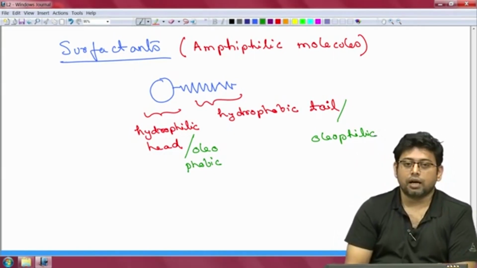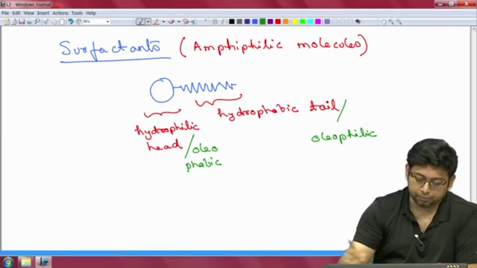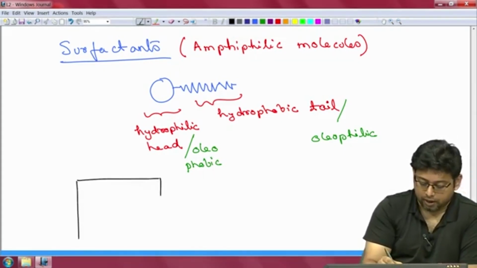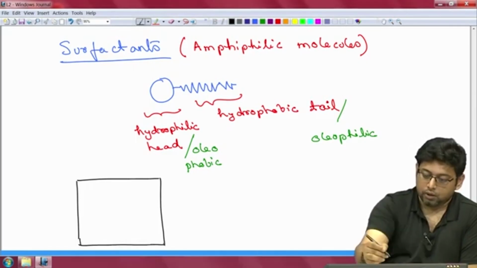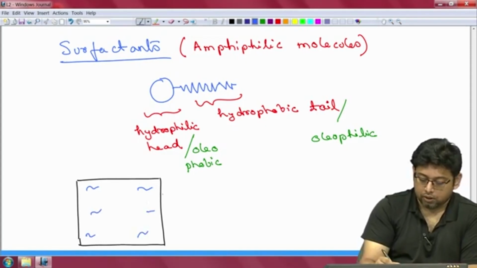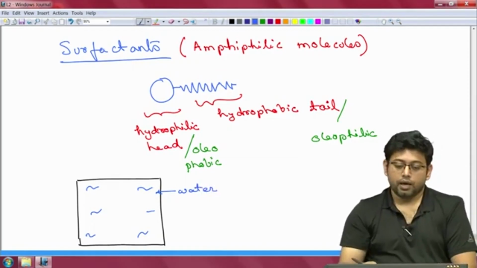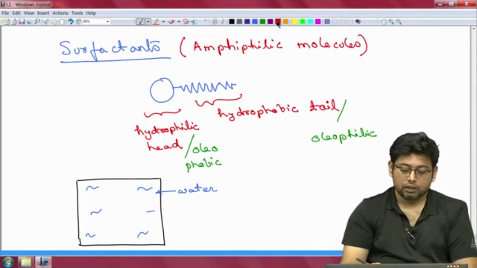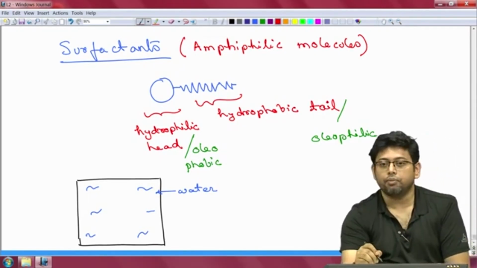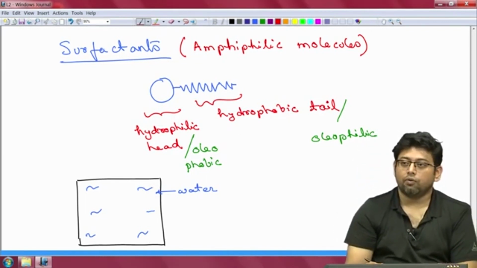So, how does this kind of molecule actually end up dissolving in water? The way it happens is, let us maybe make a box. Let us say we have water, this is a cartoon. This is water, and the way these molecules will dissolve is the hydrophilic head does not have a problem with water, but the hydrophobic tail does. So, the tail must not see water molecules.